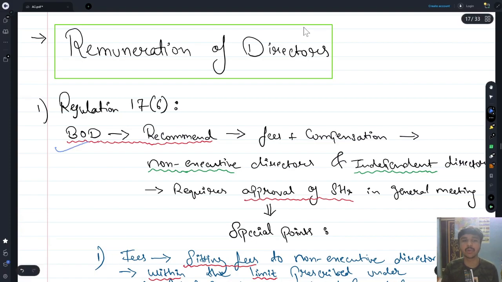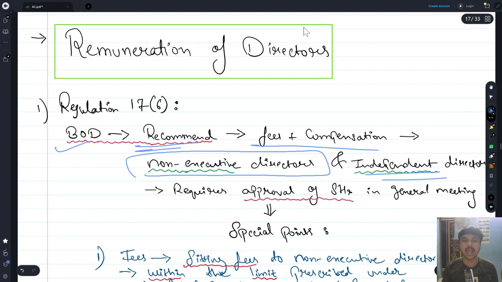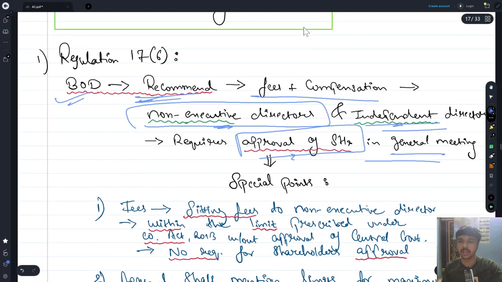It is given that the board of directors will recommend the remuneration, that is the fees and compensation, of firstly the non-executive directors and the independent directors. And this recommendation will require the approval of the shareholders in general meeting. So the board of directors will recommend the fees and compensation of non-executive directors and independent directors, and shareholders will approve them in general meeting.